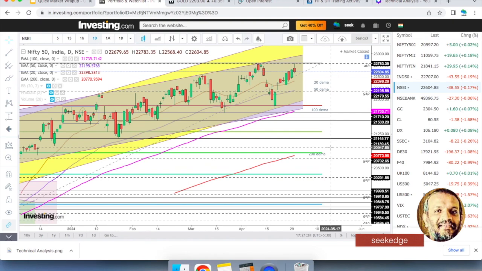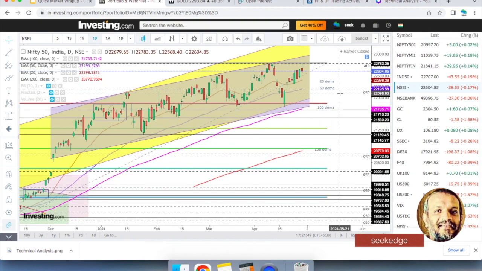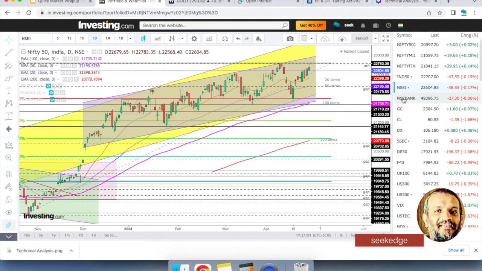The first major support would come at 22,400, which is about the 20 exponential moving average, and after that 21,200, which has the gap support and the 50 exponential moving average as well. And the natural 23 retracement would come in at 21,900. Before that, you have the 22,000 big round number support as well.